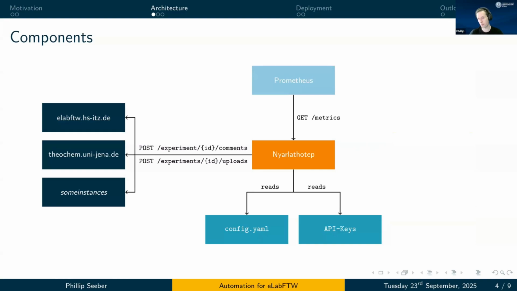There's an additional component, namely Nyarlathotep provides some metrics regarding the processing. So how many experiments have been processed, how long did it take, how large were the files, but also how much disk usage is made by eLabFTW.